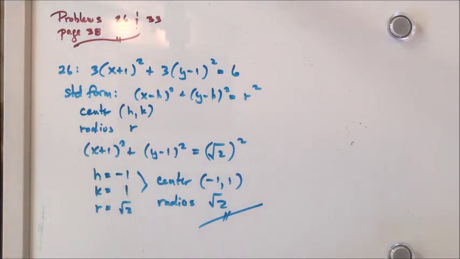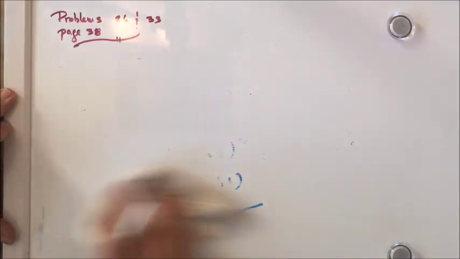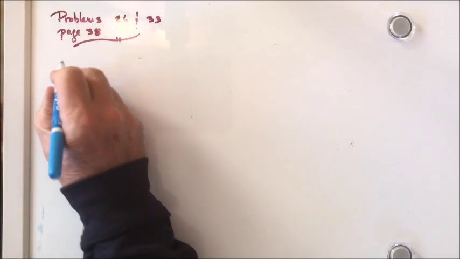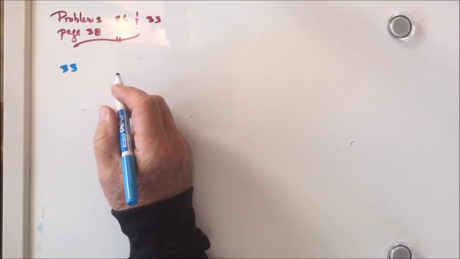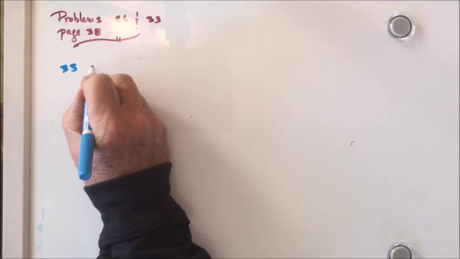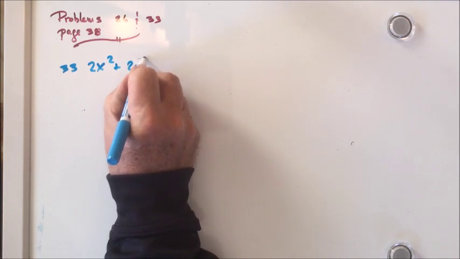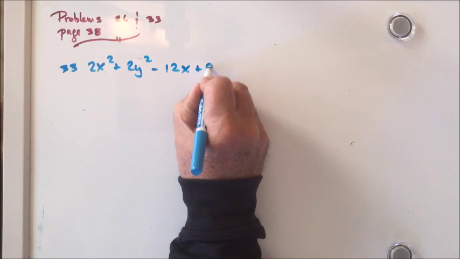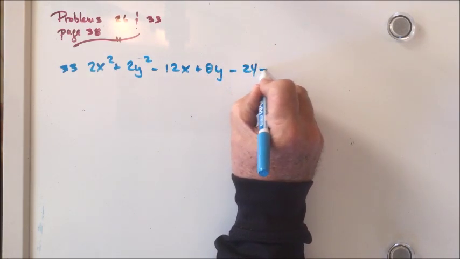So a little bit more work to do in the second of these two problems, problem 33, because the equation that's given is a little further away from the canonical standard form. So let's look at 33. I'm just now copying it down: 2x squared plus 2y squared minus 12x plus 8y minus 24 is equal to 0.